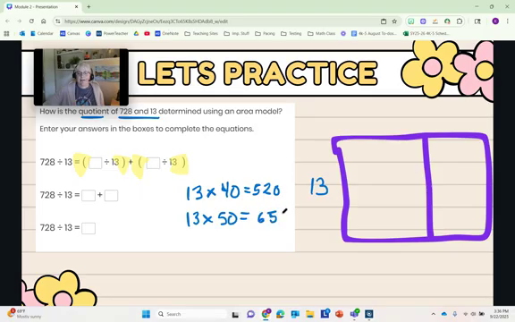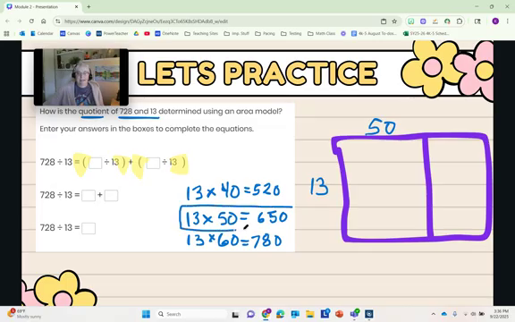Ooh, 650. Oh, I'm sure 60 is going to be too much. It's got to be too much. 6 times 3 is 18. Write the 8, carry the 1. 6 times 1 is 6, plus 1 more is 7. Yeah, 780 is too much. So 50. 50 goes here, and we know that 50 times 13 is 650. So 650 is going to go right here.